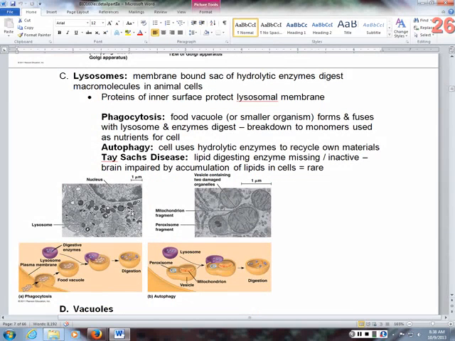So proteins of the inner surface are going to protect the lysosomal membrane. So the reason it doesn't destroy itself is it's got special proteins lining the inside of it. So it's kind of like when you drink something out of a can. It's got a lining on the inside of it so that it doesn't interact with the can.